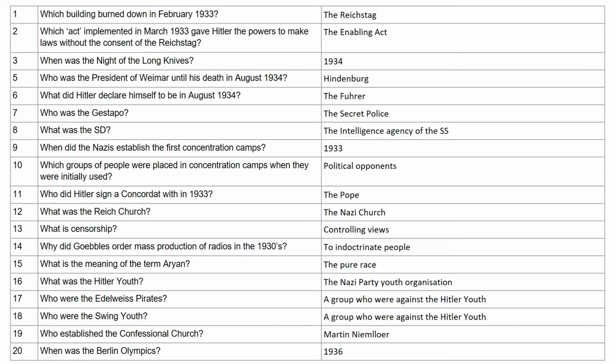This was a religious group against the Nazis, and it was a guy called Martin Niemöller, and he very much disagreed with the views, and he's the one who writes the very famous poem about first they came for the communists, then they came for, etc, etc.